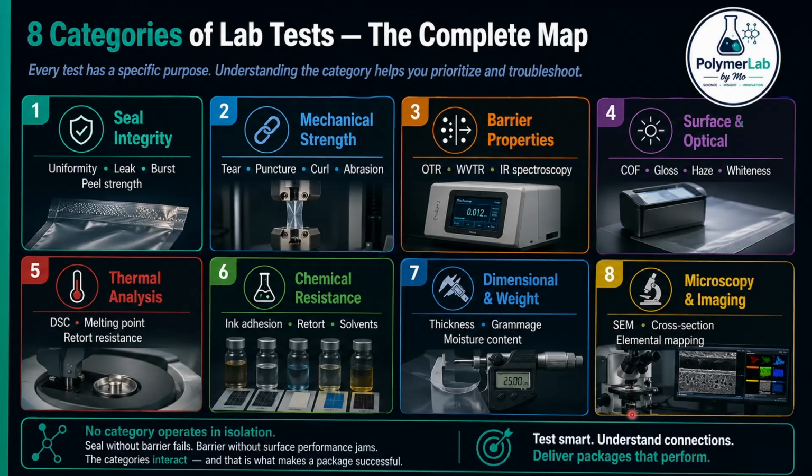What I want you to notice is that no category operates in isolation. A package that passes every field test but fails its barrier test is a failed package. A film with the correct OTR but the wrong COF will jam every machine it runs on. The categories interact, and understanding how they connect is what separates a good packaging professional from a great one.